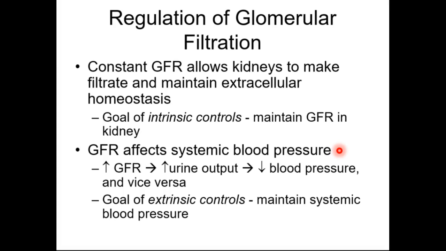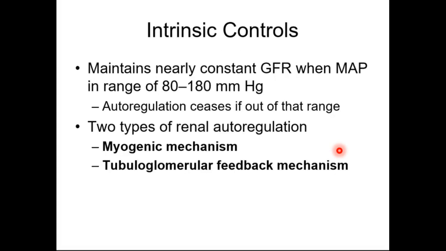Okay, so there are intrinsic controls and extrinsic controls that will act on GFR. First is going to be our intrinsic controls. We're going to talk about how the smooth muscle of blood vessels directly affect GFR. And there's also going to be tubuloglomerular feedback. We're going to have a feedback system between the distal convoluted tubule and the glomerulus. They're actually touching each other. They're going to communicate with each other so that we can alter GFR as needed.